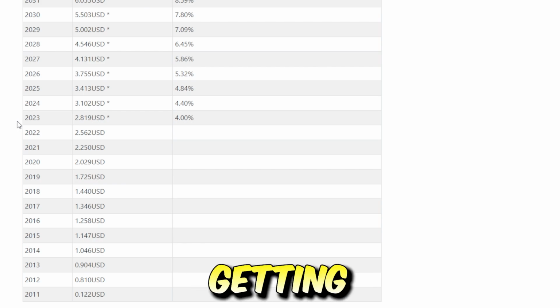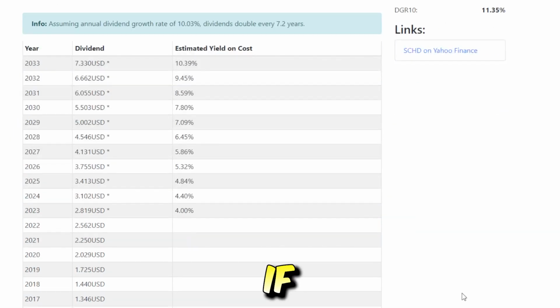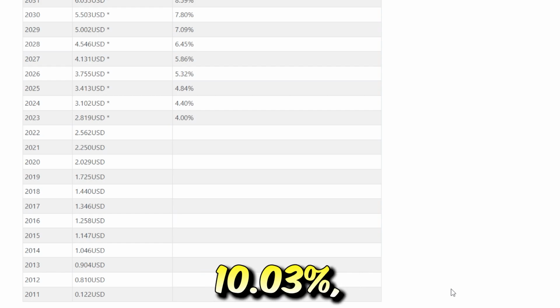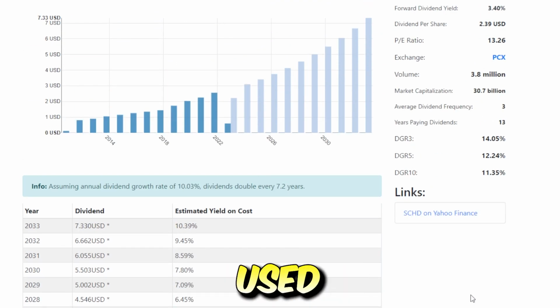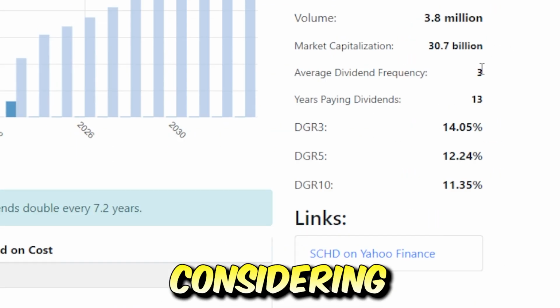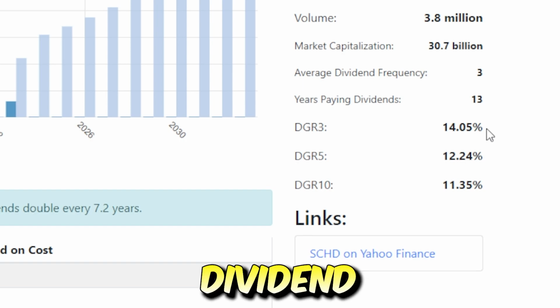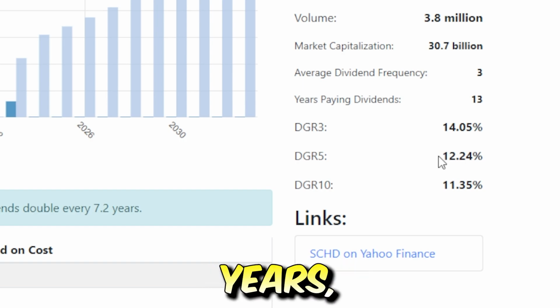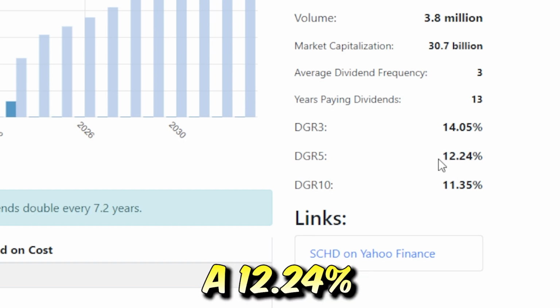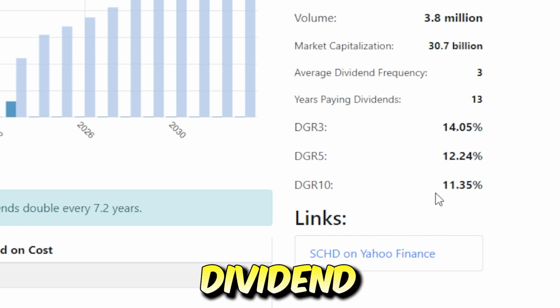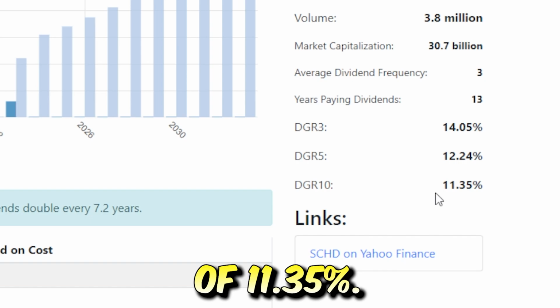And this year, now we are getting to the predictive models. If we were to input a predictive dividend growth rate of 10.03%, which could be used as a conservative model, considering over the last 3 years, SCHD has a 14.05% dividend growth rate. Over the last 5 years, SCHD has a 12.24% dividend growth rate. And over the last 10 years, SCHD has a dividend growth rate of 11.35%.